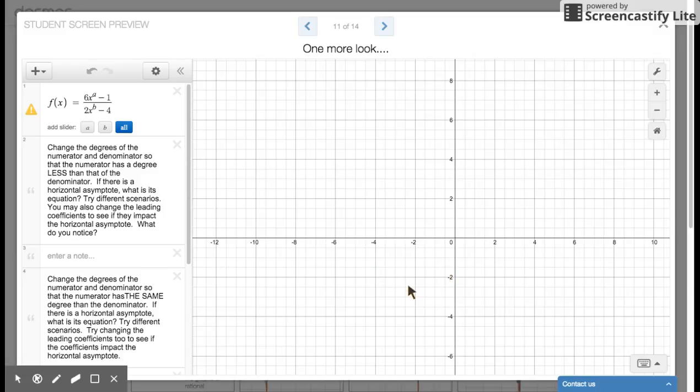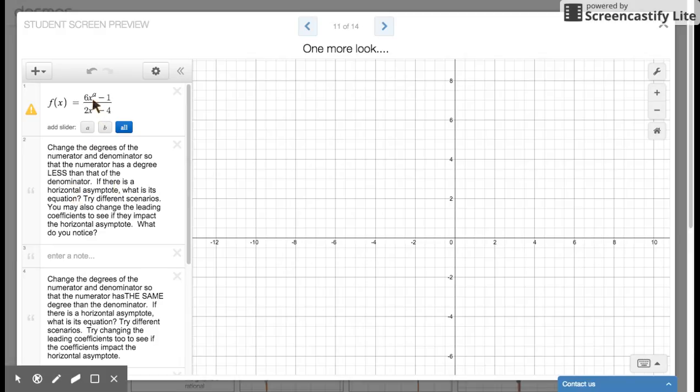In this tutorial, we're going to identify the horizontal asymptote of rational functions. So I have here a rational function where we can change the degree of the numerator and the denominator. So first, let us change the degree of the numerator and the denominator so that the numerator has a degree less than that of the denominator.